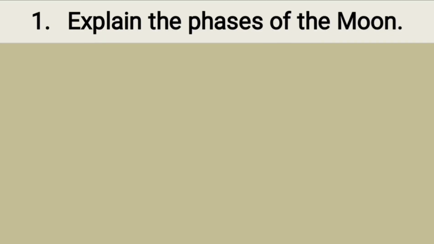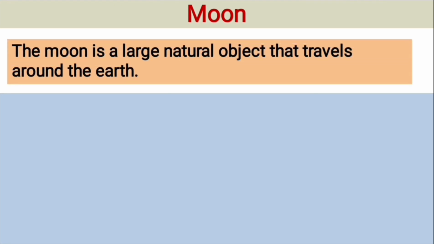Question number 1. Explain the phases of the moon. So, before starting the phase, let's discuss about the moon. What is moon? The moon is a large natural object that travels around the earth. Now let's learn some sentences about the moon.